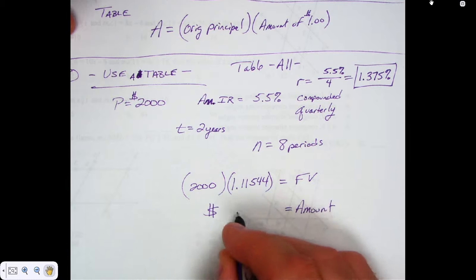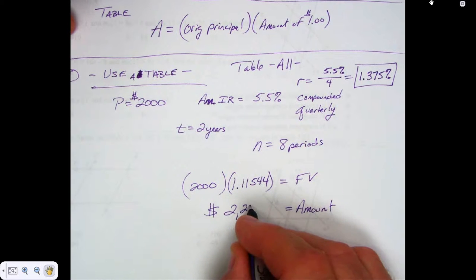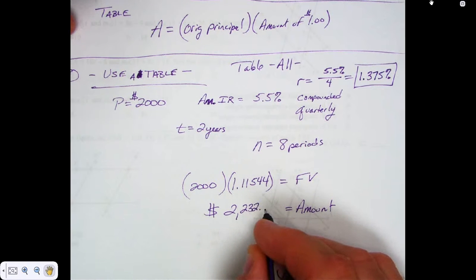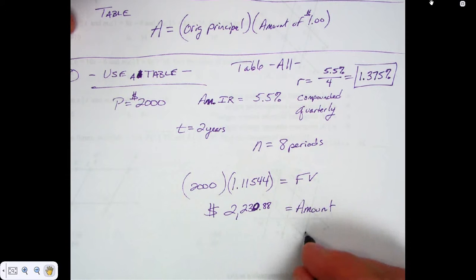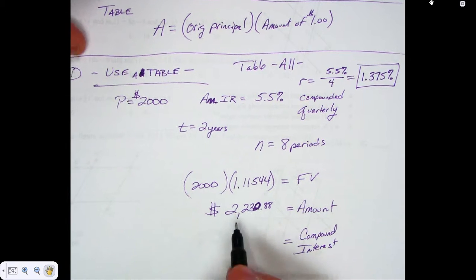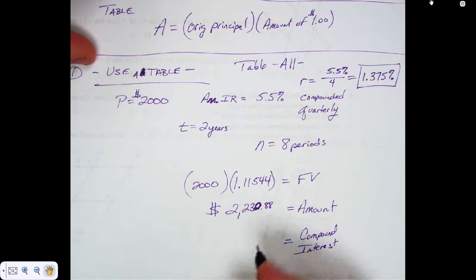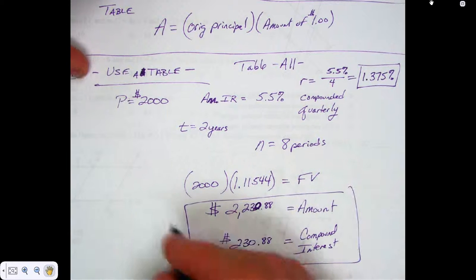Yep. 2,230 and what? $30.88. 30 or 32? 30. So $2,230.88. Yes. They wanted to know the amount and the compound interest. Well, how much compound interest did I make? $230.88. Would everyone agree? That's your answer to number 1.